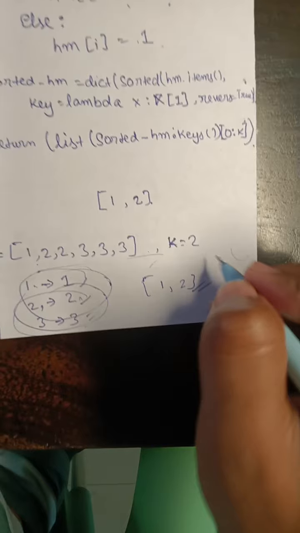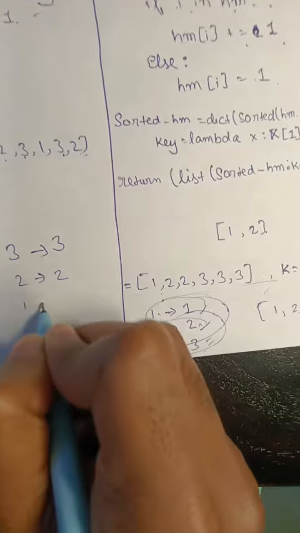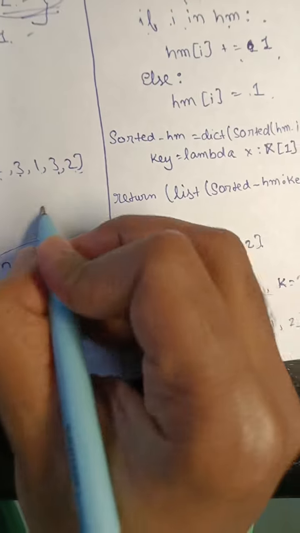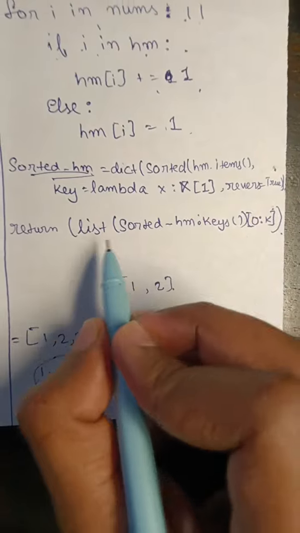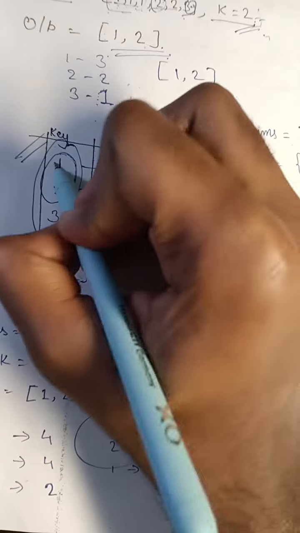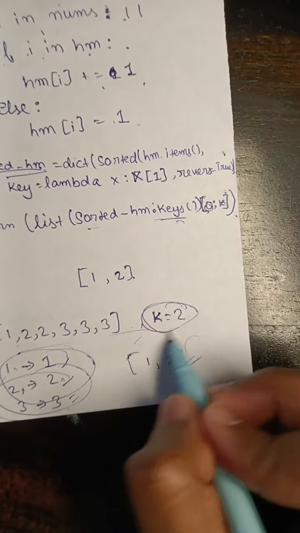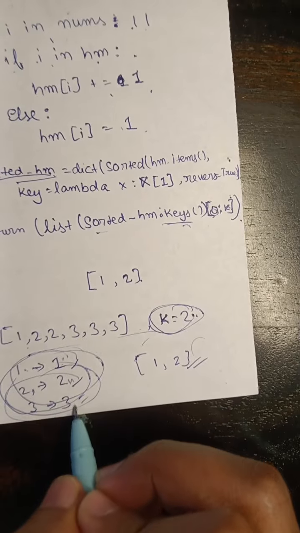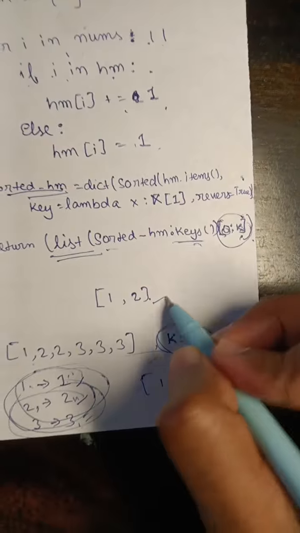But if we sort our hash map, it will look something like this: 3 whose value is 3, 2 whose value is 2, 1 whose value is 1, and it will return these two values 3 and 2, which is the expected output. So we are using this sorted hash map. Then we are simply returning the keys of the hash map, not the values, because the question asks to return the keys. So we are returning the keys from index 0 to k, because it requires only k elements. K is 2, but our hash map contains 3 elements, so it will return only 2 elements in a list format, because our output is required in a list format.